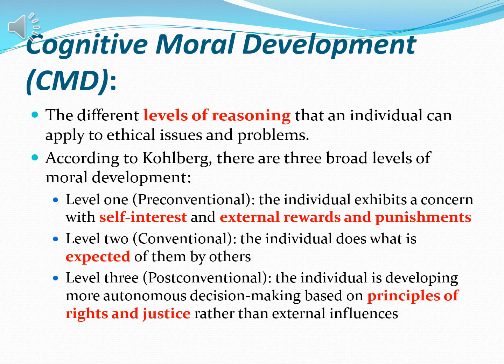Level 3 is post-conventional. The individual is developing more autonomous decision making based on principles of right and justice rather than external influences. So at level three you make decisions according to the principles of rights and justice, which we have already studied in the previous lecture. So these are the three levels.